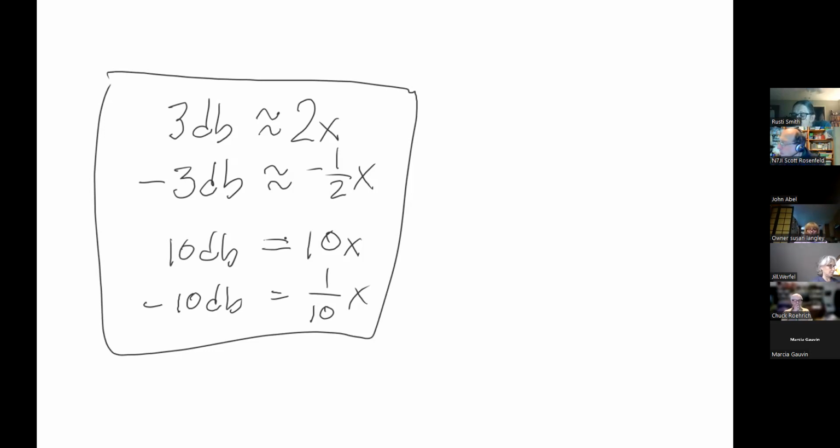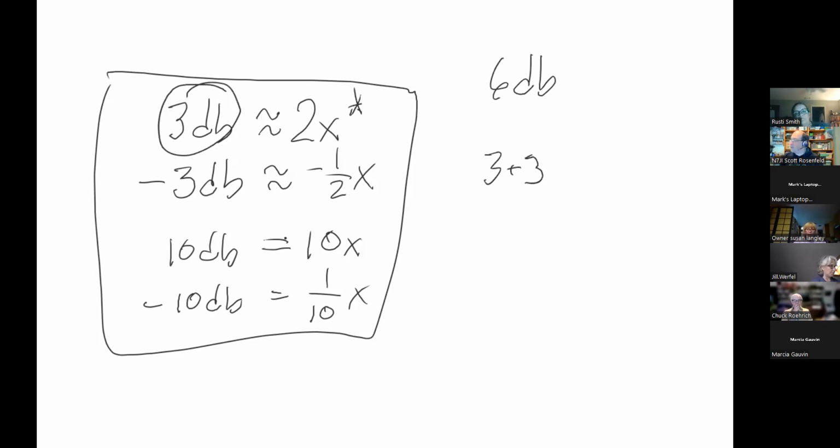Because let's say an antenna is 6 dB, how would you break that up into threes, everybody? 3 plus 3. 3 and 3. And every time you use 3 dB, how many times do you multiply? Doubling. So 3 and 3 decibels is the same as 2 times 2, which is 4 times.